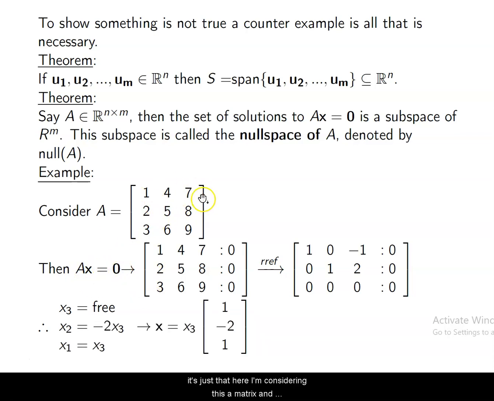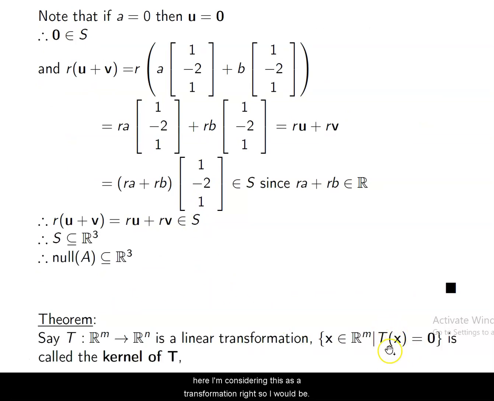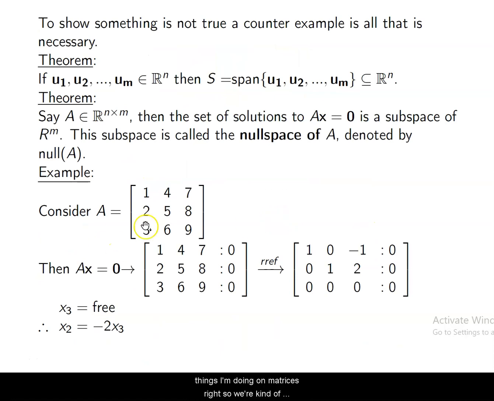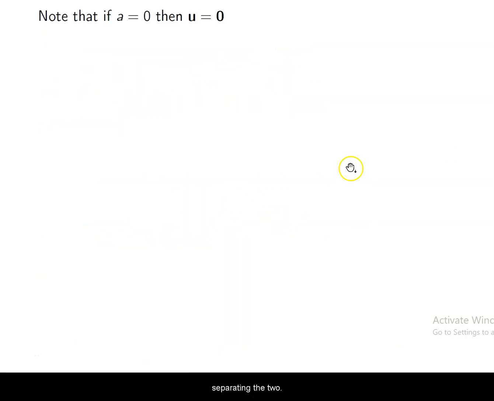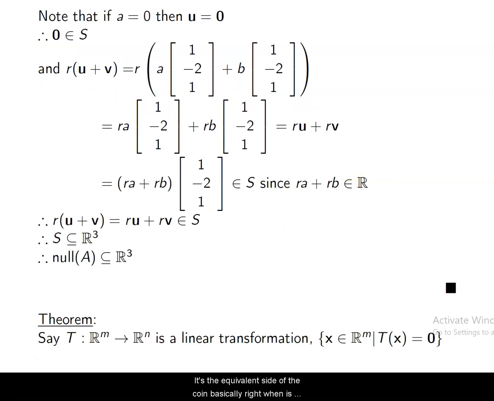It's just that here I'm considering this a matrix, and here I'm considering this as a transformation, right? My transformation is given by a transformation matrix. That's why they're related to each other. But again, I think of transformations as functions, whereas the stuff I do on matrices are just things I'm doing on matrices, right? So we're kind of separating the two. It's the equivalent side of the coin, basically. One is just for matrices, one is for transformations. So for a matrix, we call it the null space. For a transformation, we call it the kernel of T.